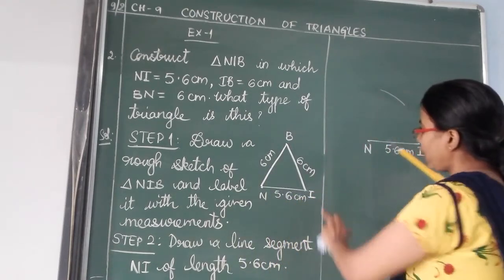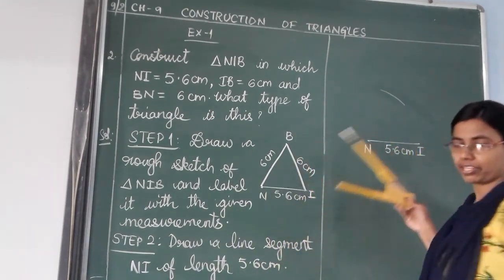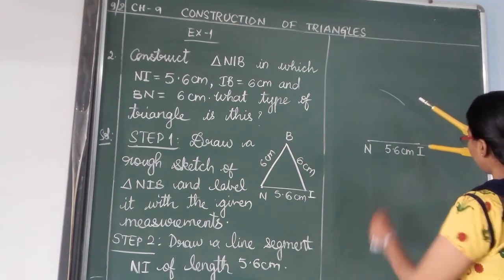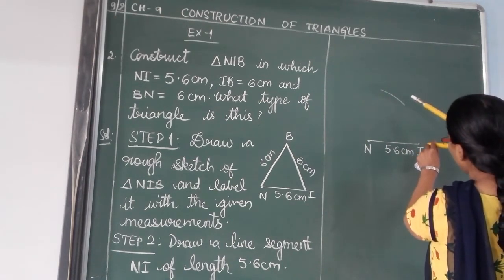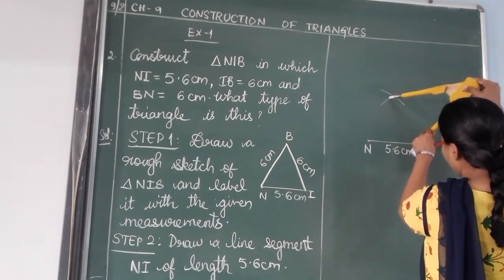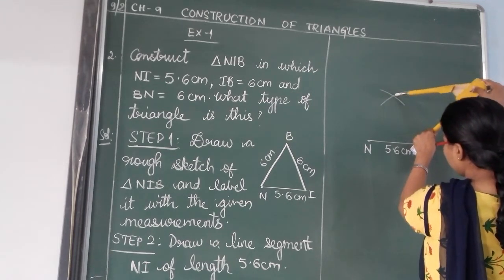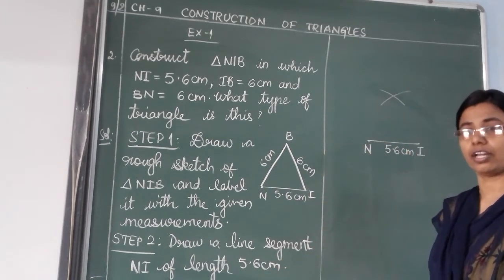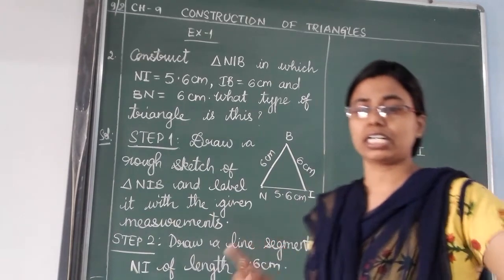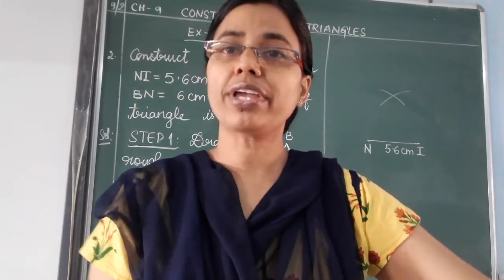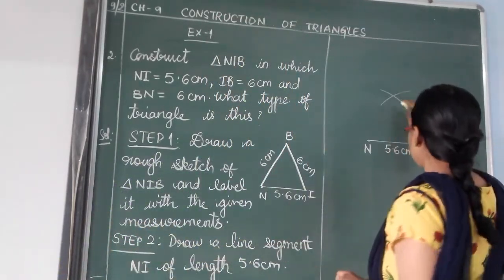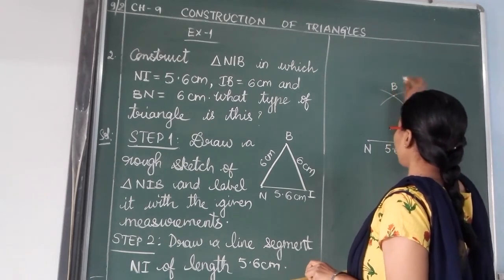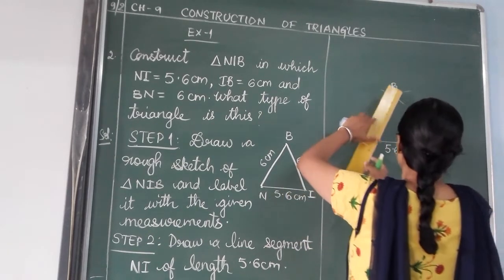Now from I to B also the measurement is 6 centimeters. So from I, I am going to use my compass, keep the pointer at I and then draw another arc which is cutting the first arc. When both the arcs are cutting each other, you get a point.